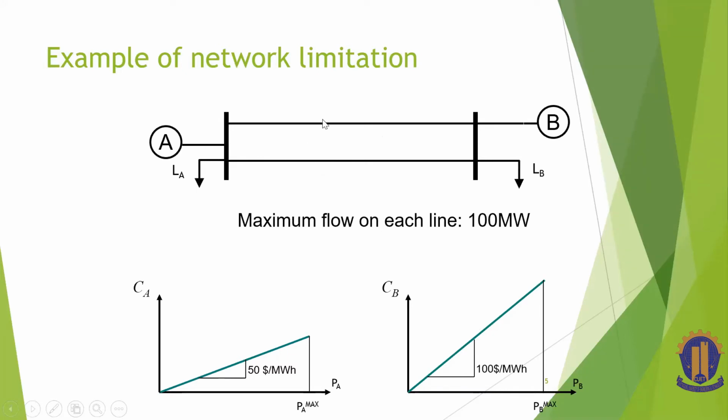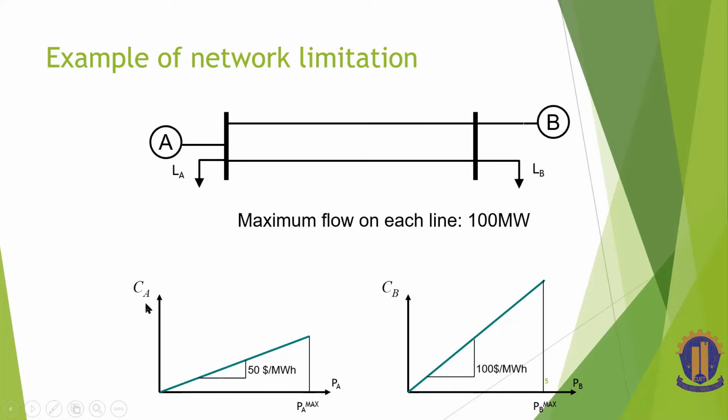A double circuit transmission line connects generator A and generator B. The load LA is in the bus where generator A is situated, and bus 2, or bus B, is where generator B is located. Here the load is LB. The maximum flow on each line is 100 megawatts.